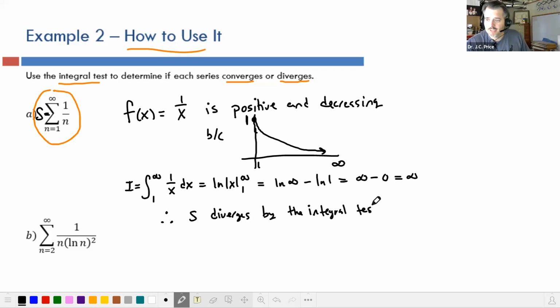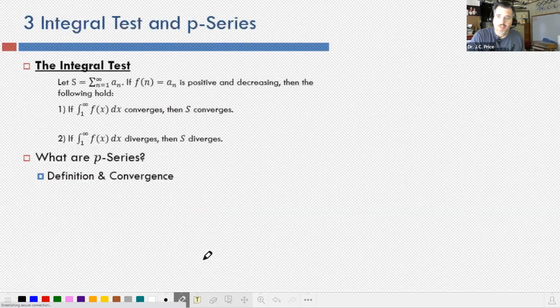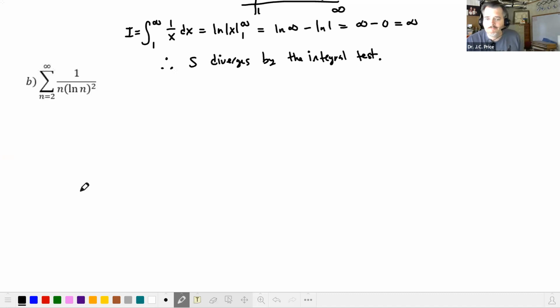It's a nice and easy little problem. And what's nice about the integral test is that it's not just a test that can give you divergence, but it can also give you convergence. So let's do another problem here. Let's look at this next series.